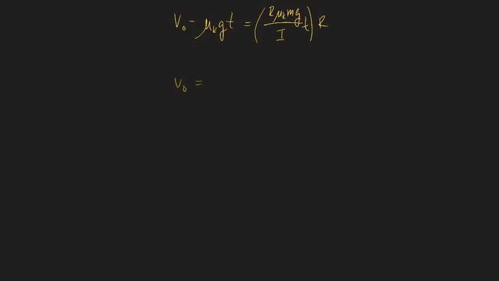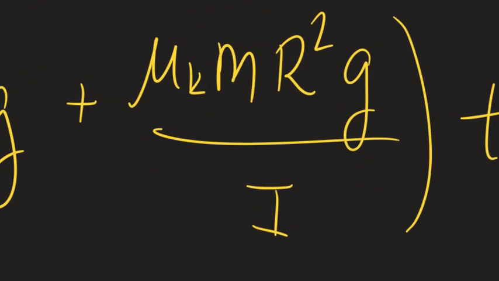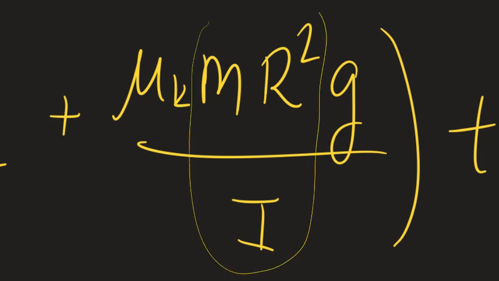V naught equals, I'm going to distribute the R, and I'll get mu k g plus mu k m r squared g over I, all times t. Done a lot of algebra in one step. You might take more. Now, I've made this intentionally more complicated than you would have to do. And the reason is right here in the middle. You understand that this is just some fraction, right? Every version of I for something that rolls is something with m r squared in it.